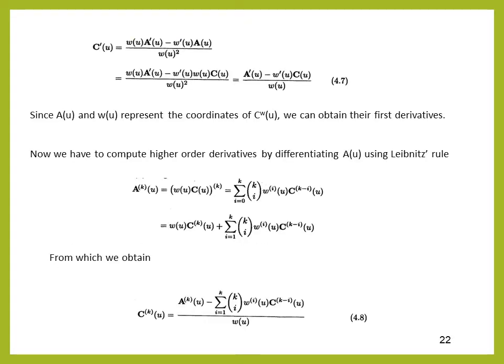Now, in order to find the first derivative, we differentiate the previous equation, and we get equation 4.7, which says that the first derivative is equal to A'(u) minus w'(u) C(u), divided by the weight. Now, since A(u) and w(u) represent the coordinates of Cw(u), we can obtain the first derivative. In order to compute the higher order derivatives, we have to differentiate the same equation using the Leibniz rule. And using the Leibniz rule, we find that the kth derivative is given by equation 4.8.